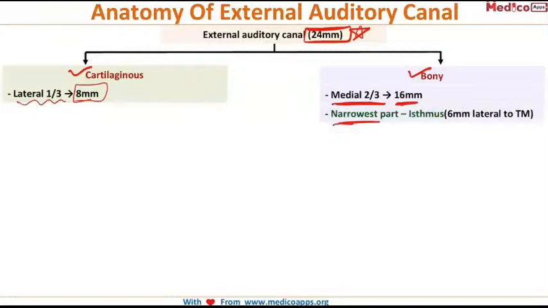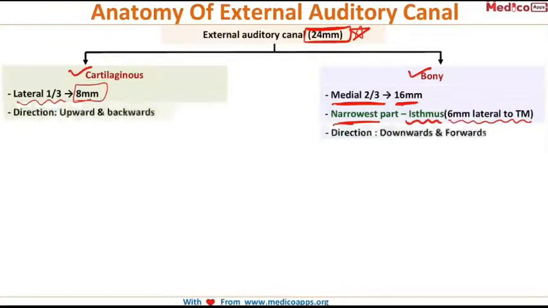And the narrowest part of this structure is the isthmus, that is present 6 millimeters lateral to the tympanic membrane. Okay, now when we talk about the direction, the cartilaginous part is directed upwards and backwards, whereas the bony part is downward and forward. It is up and back, it is down and forward.